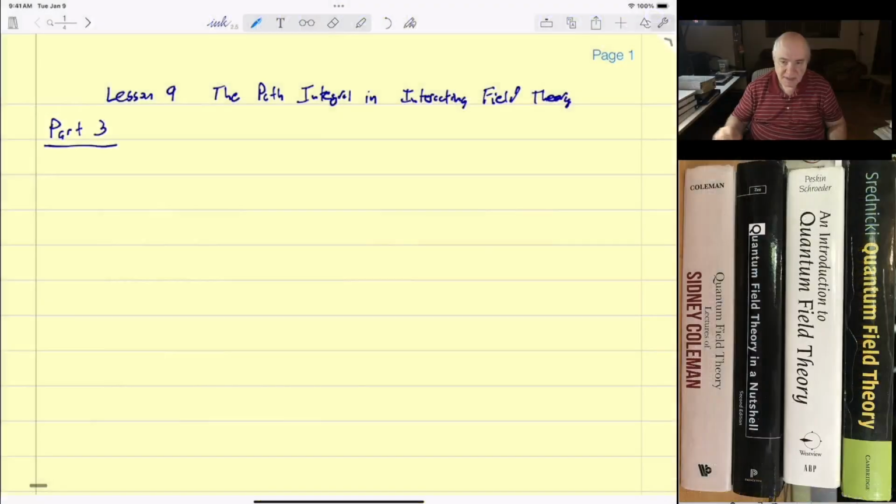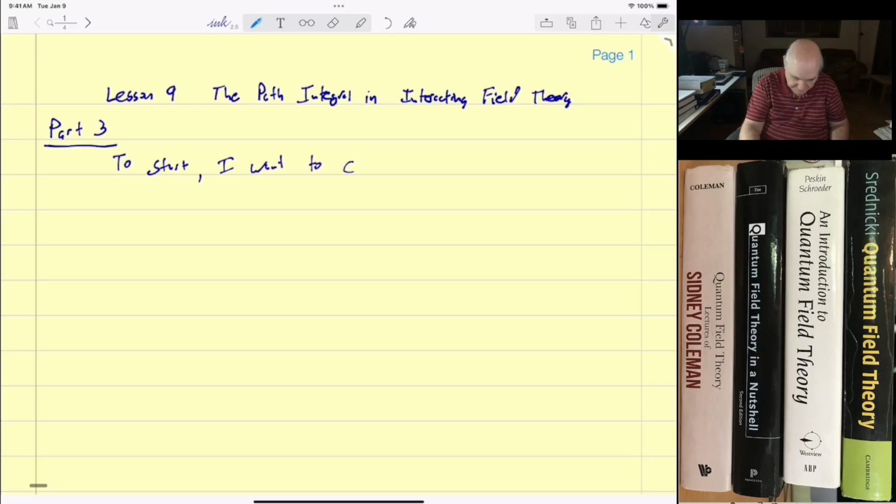I want to finish part 3 of lesson 9 on the path integral in interacting field theory. And before I resume the lesson, I just want to start. I want to correct an error that I made earlier, more like a typo. And hopefully it will have been fairly obvious.